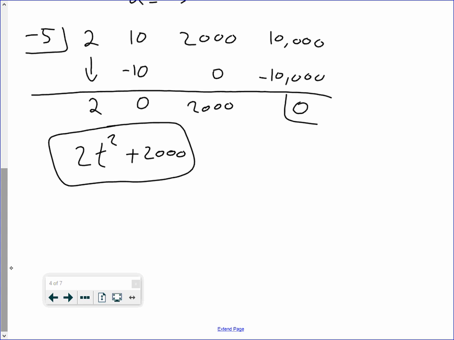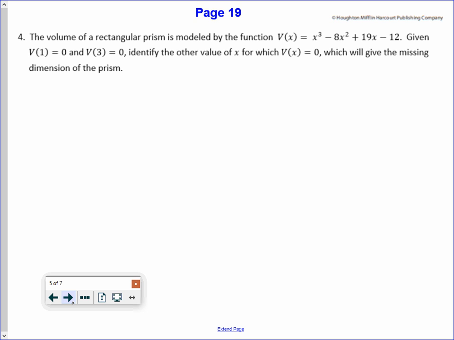All right. So we'll go on to the next problem. On this one right here, on number 4, we're told the volume of a rectangular prism is modeled by the function v of x equals x cubed minus 8x squared plus 19x minus 12. And we're told v of 1 equals 0 and v of 3 also equals 0. And we want to identify the other value of x, which v of x equals 0, which will give the missing dimension of the prism.